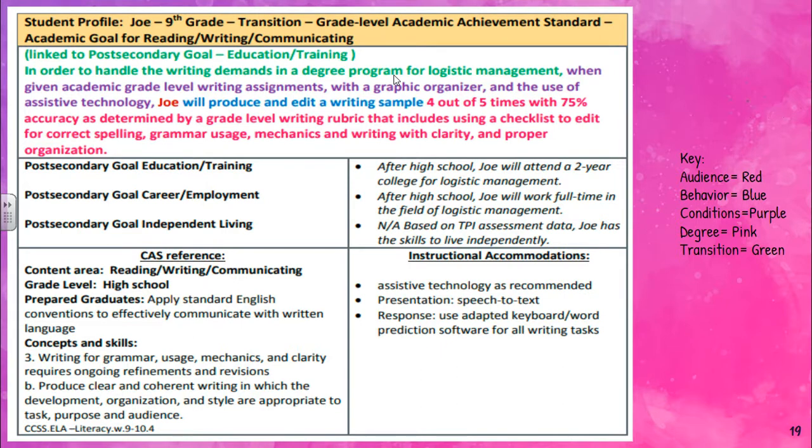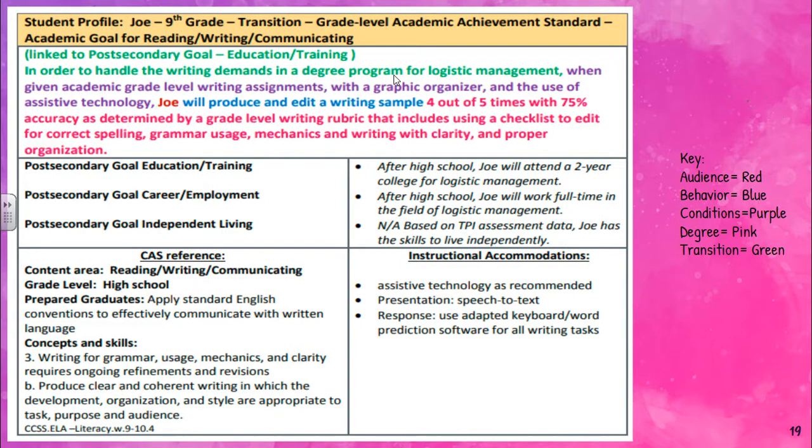And this says, in order to handle the writing demands in a degree program for logistic management, when given academic grade level writing assignments with a graphic organizer and the use of assistive technology, Joe will produce and edit a writing sample 4 out of 5 times with 75% accuracy as determined by a grade level writing rubric that includes using a checklist to edit for correct spelling, grammar, usage, mechanics, and writing with clarity and proper organization.